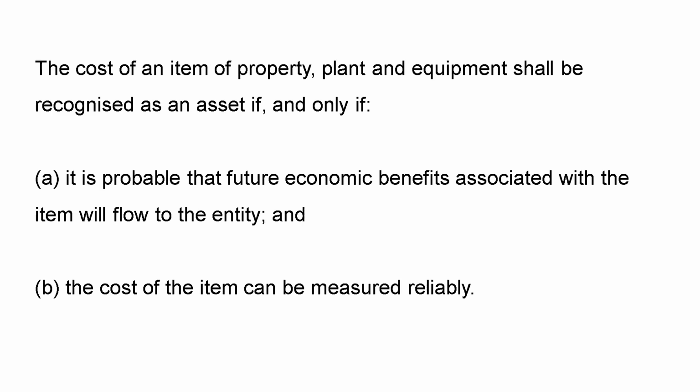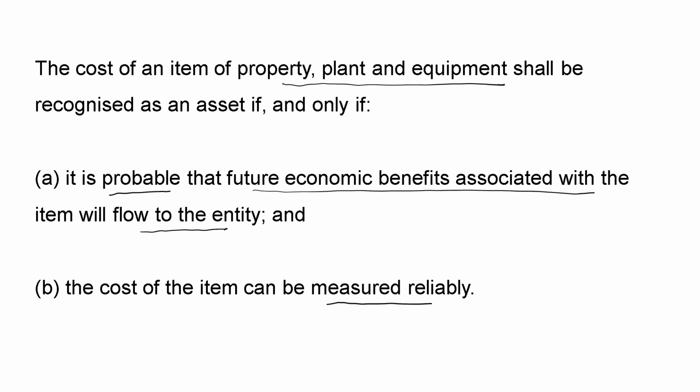According to this standard, an item of property, plant, and equipment shall be recognized in the balance sheet as an asset if and only if it is probable, or in other words, it is highly likely that future economic benefits associated with the item will flow to the entity, and the cost of this item can be measured reliably.